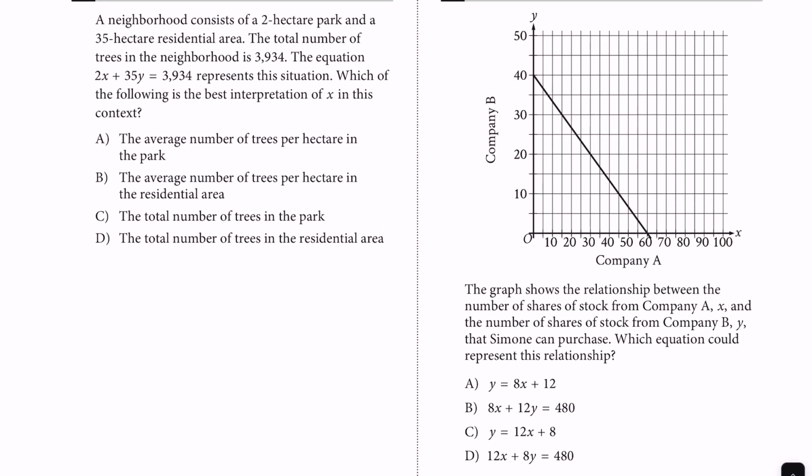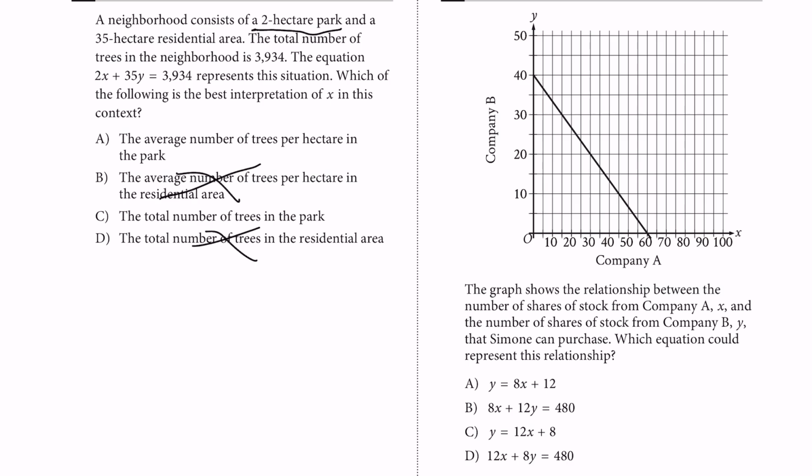All right, heading on to question 17. A neighborhood consists of a 2-hectare park and a 35-hectare residential area. The total number of trees in the neighborhood is 3,934. The equation 2x plus 35y equals 3,934 represents this situation. Which of the following is the best interpretation of x in this context? So we know that x will refer to the park. And we know that because it's a 2-hectare park. We're told so in the question. So we're looking for the variable between x and y that has a coefficient of 2. That's x. So we know that refers to the park. So we can remove the answers that have to do with the residential area. So that removes B and that removes D.